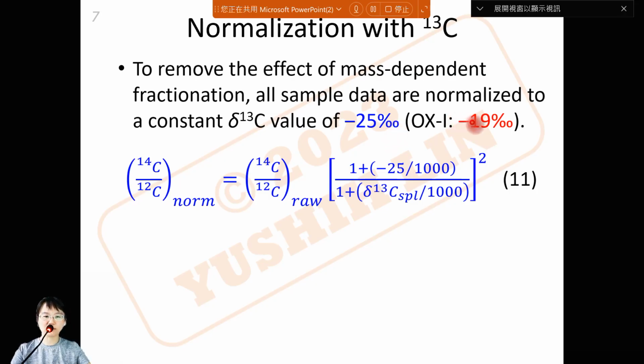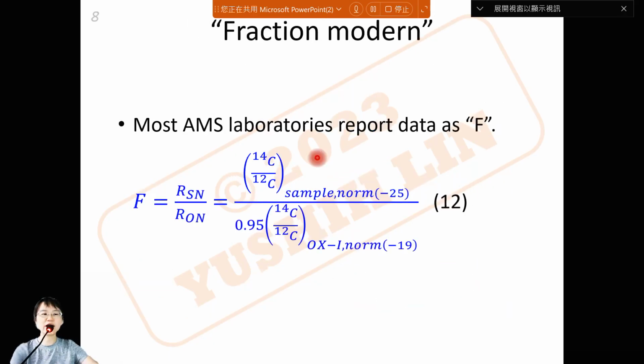But for OX1, it's normalized to minus 19. This is the equation for the normalization, but you don't need to know that. You have seen this equation. In your assignment, you have used F. The name for F is fraction modern. If F is 0, it means there's no C14. If F is 1, it means it's modern. When you send your sample to measure C14, this is the value the lab will offer you. They will report the F value.